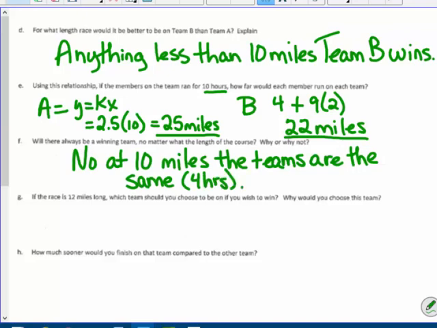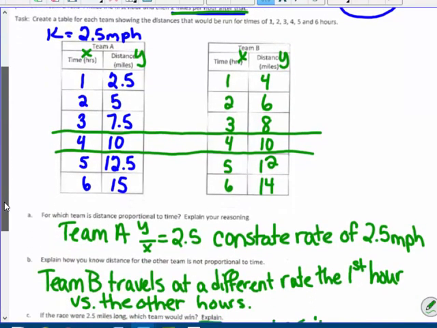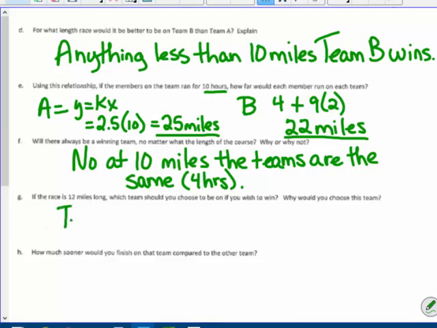If the race is 12 miles long, which team should you choose if you wish to win? So 12 miles. It takes a full 5 hours to go 12 miles on Team B, but at 5 hours, Team A will have gone 12.5 miles, so they're going to get there first. So Team A.